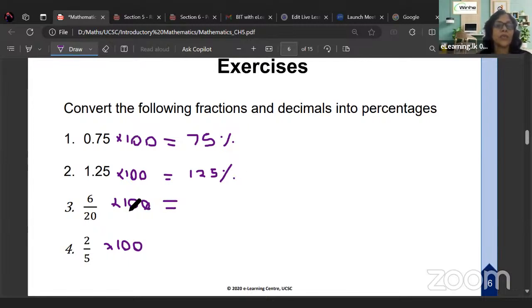To multiply this one, how do you find? You can cut off 3 zeros and 2 is equal to 5. 6 into 5 is 30. Okay? For this one, to divide 100 by 5, you will get 20. 20 into 2 is 40. Okay?